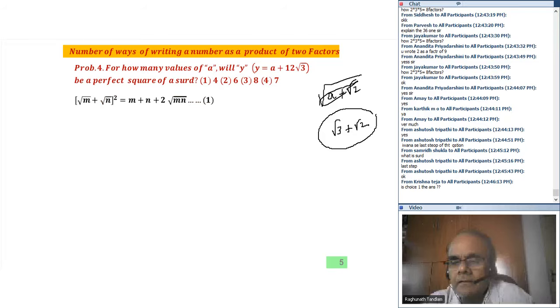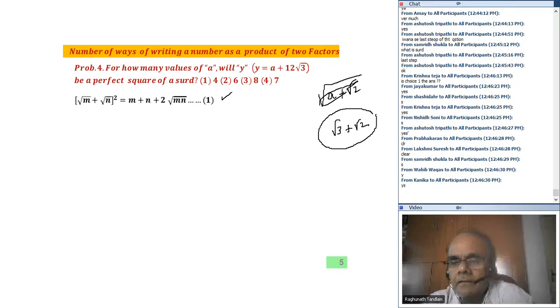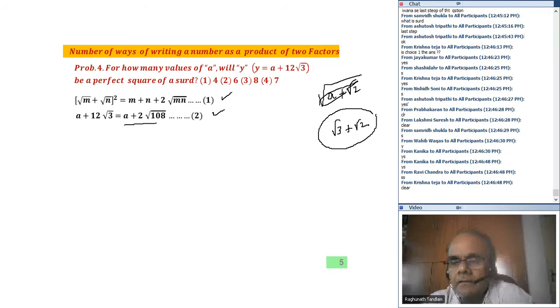How many are clear? Yes. So what does it mean? I have to write a plus 12 root 3 in this format. A plus 12 root 3 can be written like this or not? A plus 12 root 3 can be written as a plus 2 root 108. Can we write like this?